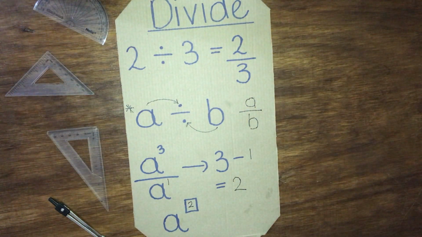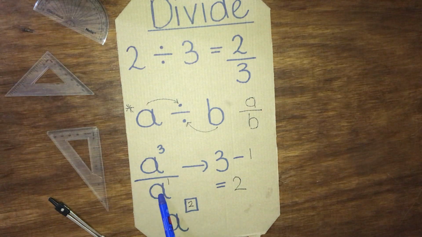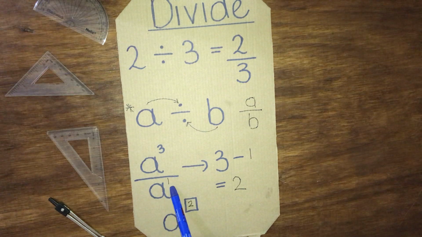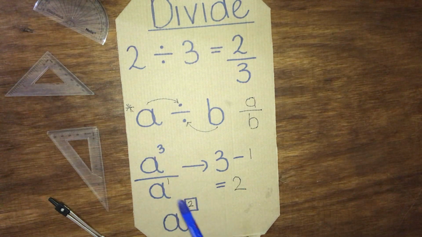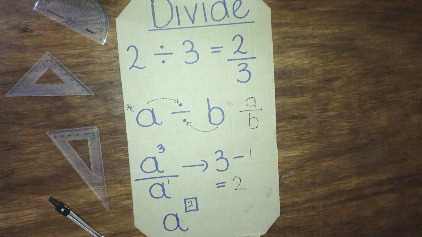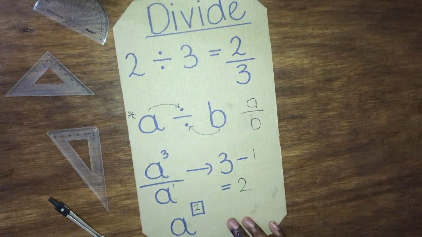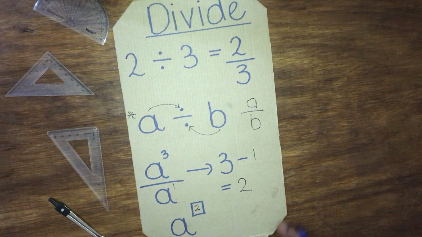Now, let us say we have an instance similar to the questions before in the multiplication, where we have a letter to the power of something. All we simply have to do when they are dividing, A to the power of 3 divided by A to the power of 1, is subtract: 3 minus 1 is equal to 2. And this gives us A squared. Now hold on a minute. Let us look at exactly what just happened here.